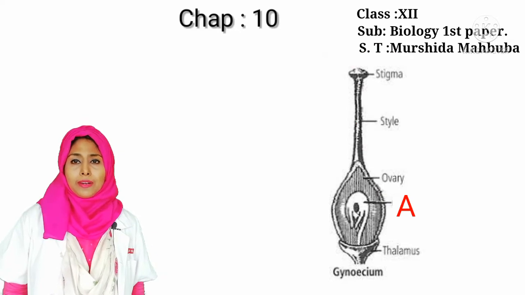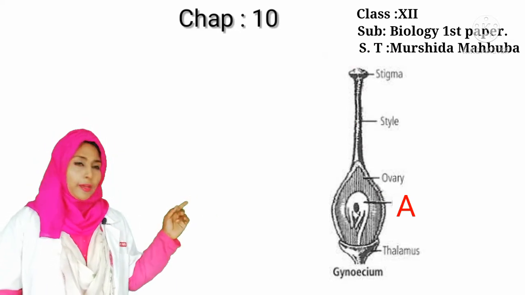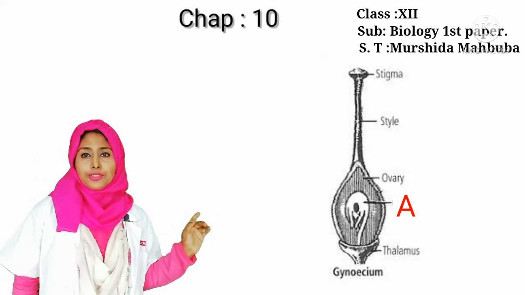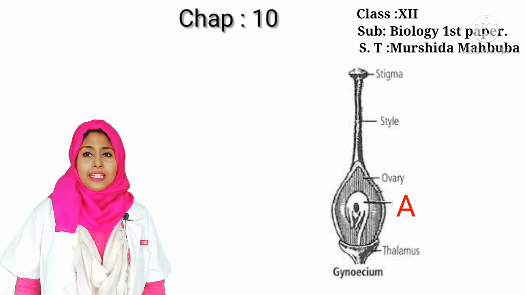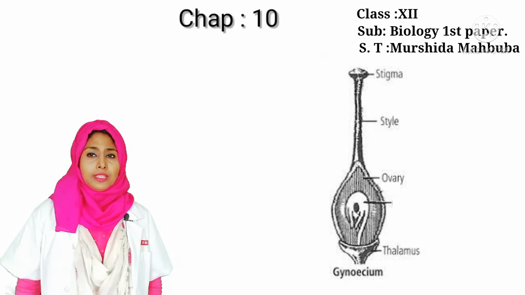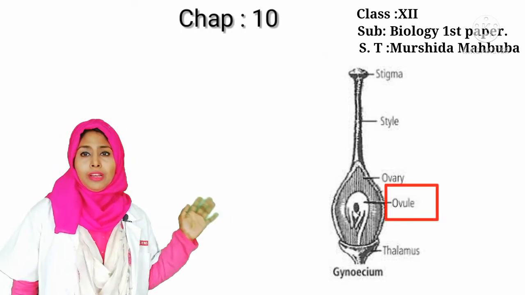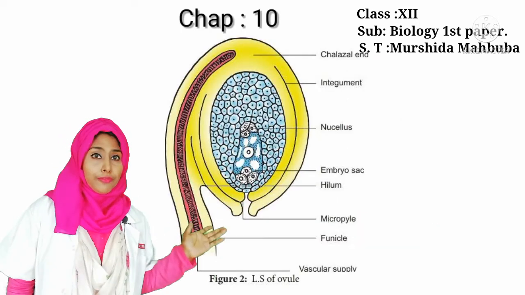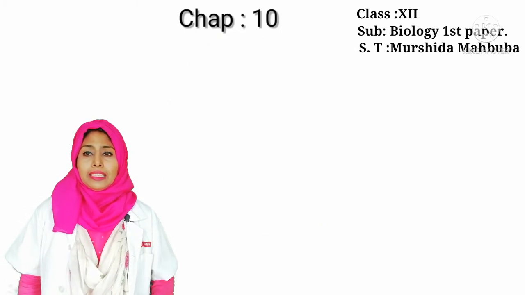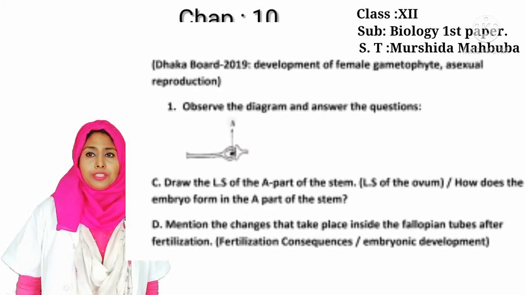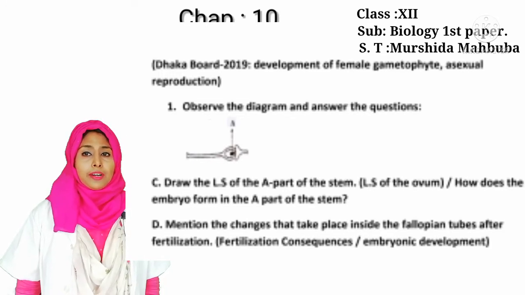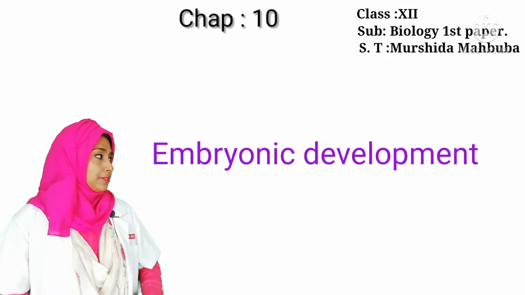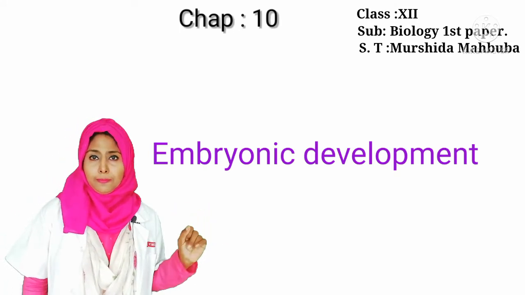And A part is the ovule. Question number C, draw the LS of the A part of the stem. So my dear students, A part is an ovule and you have to draw the ovule's picture. And another question is, how does the embryo form in the A part of the stem? You have to write down here the embryonic development.